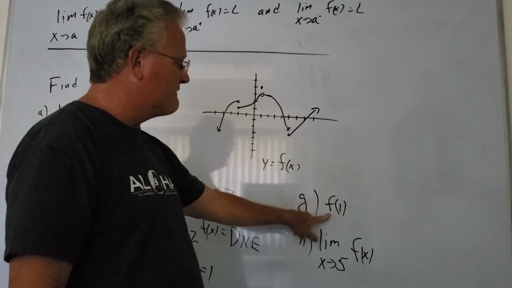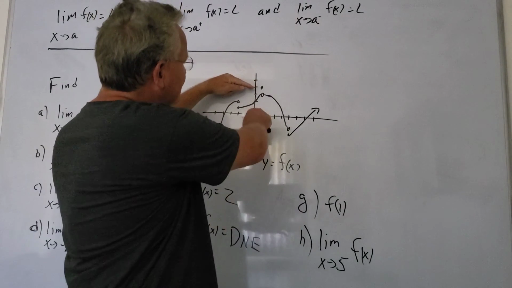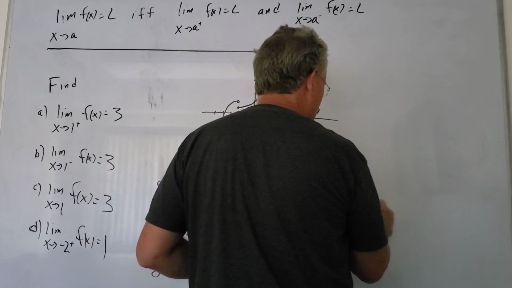Same here. What is the value of our function when x is 1? Well, that's where the solid dot is. The solid dot is at y equals 1, 2, 3, 4. So this is equal to 4.